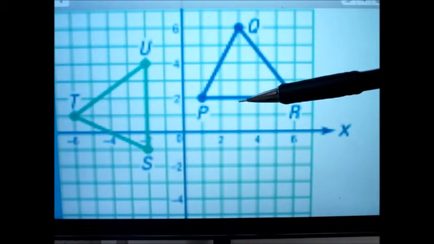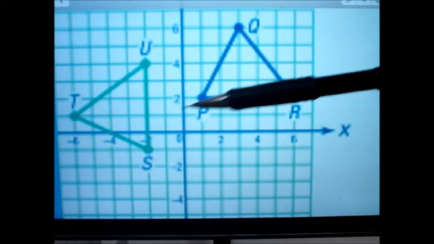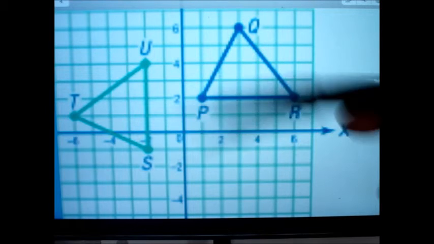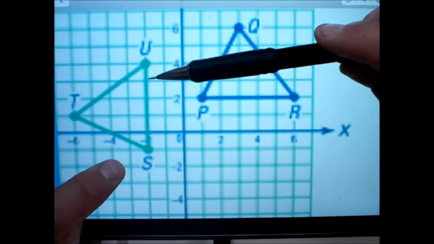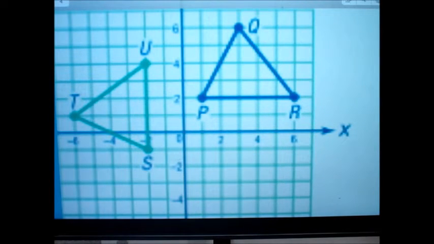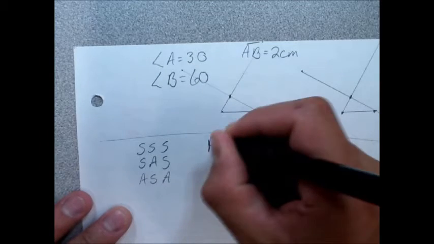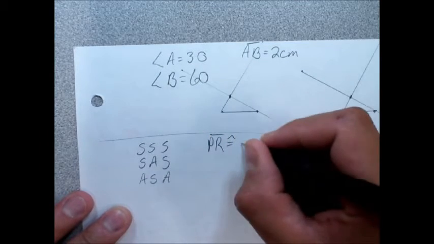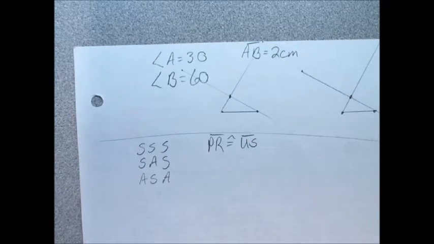PR, oh, handy dandy. That is on a straight line, so let's count them. 1, 2, 3, 4, 5. PR is 5. And it said that P and S, I think, were congruent, R and U. So let's look and see. Look at that. U and S is nice on a handy dandy straight line here. 1, 2, 3, 4, 5. So PR and US are congruent to each other. So PR is congruent to US. And the rest was already given to us. It told us what angles were congruent.